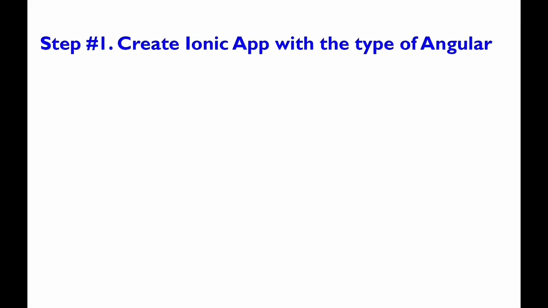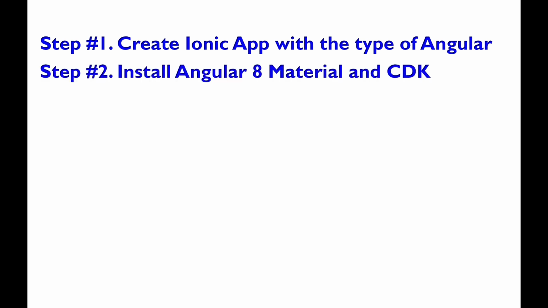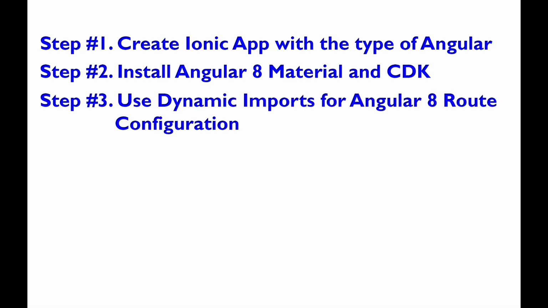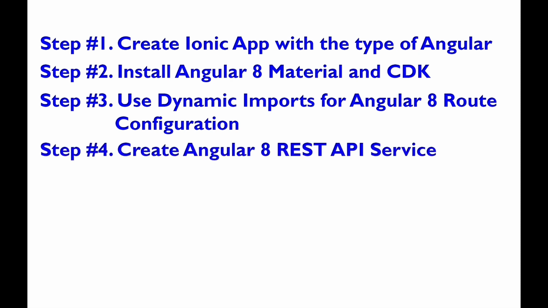There are 8 steps to achieve this tutorial. Step number 1. Create Ionic App with the type of Angular. Step number 2. Install Angular Material and CDK. Step number 3. Use dynamic imports for Angular root configuration. Step number 4. Create Angular REST API service. Step number 5. View list of data.